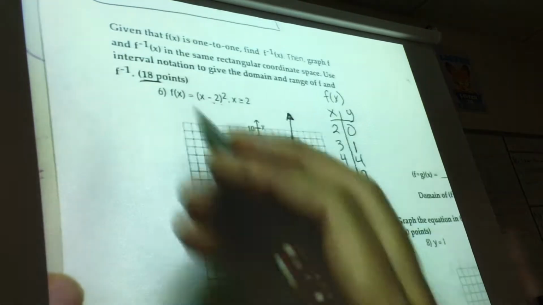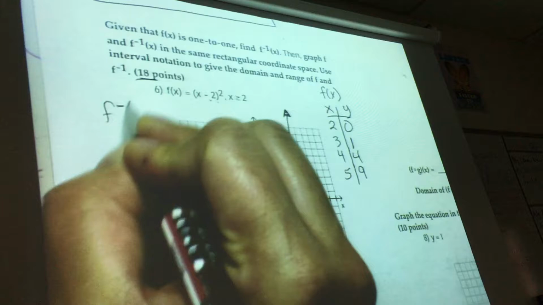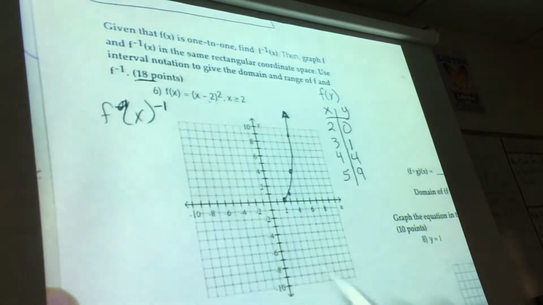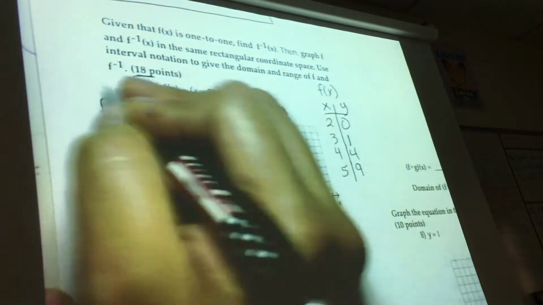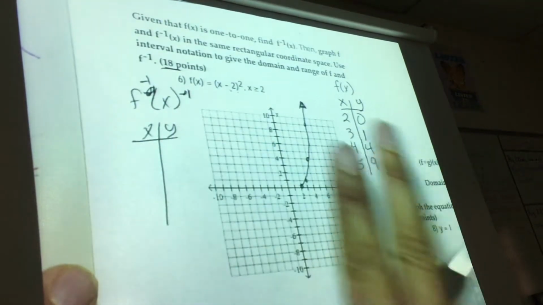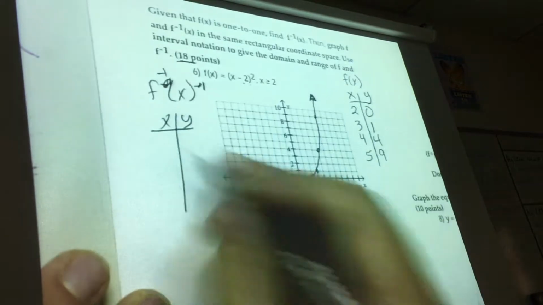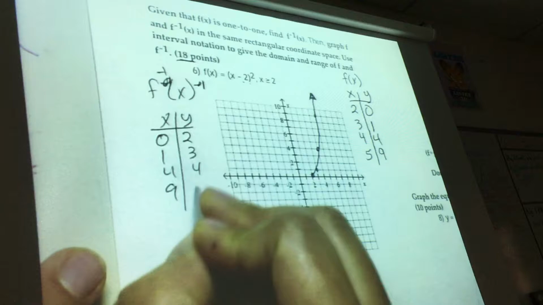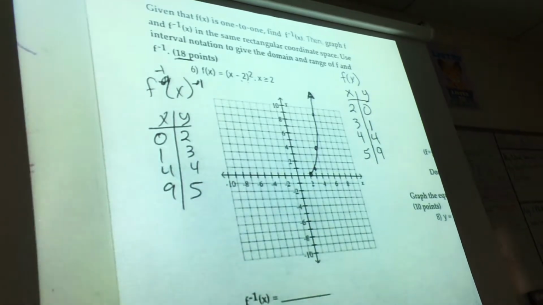But now I have to sketch who? The inverse. And please remember, that's what this little -1 up there means. And I think it should be up in the front, right there. So in order to do the inverse, what's the only thing I have to do? Switch those. So this becomes 0, 2, 1, 3, 4, 4, and 9, 5. And I'm going to graph that one in red.